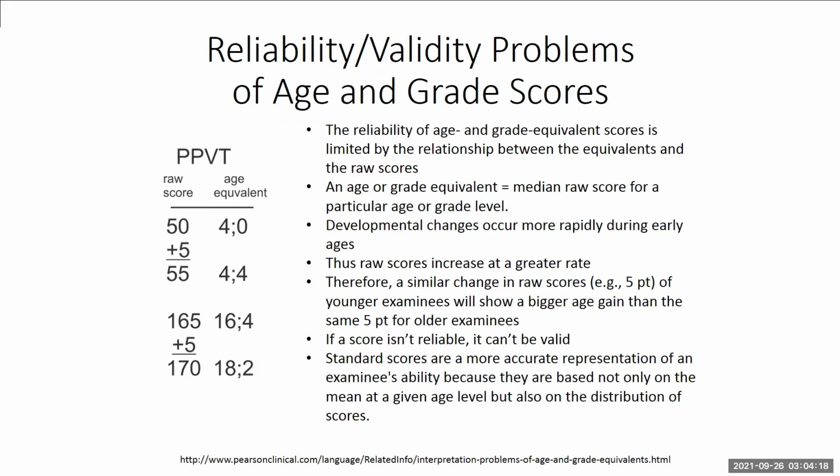Another problem is that if a score isn't reliable, meaning you can get a different outcome each time you test, it can't be valid. All of this means that equal interval standard scores are a more accurate representation of the examinee's abilities because they are based not only on the mean at a given age level, but also on the distribution of scores. However, age and grade equivalencies are useful for selecting instructional materials at an appropriate level. They cannot be used, however, to identify a child as having a disability.